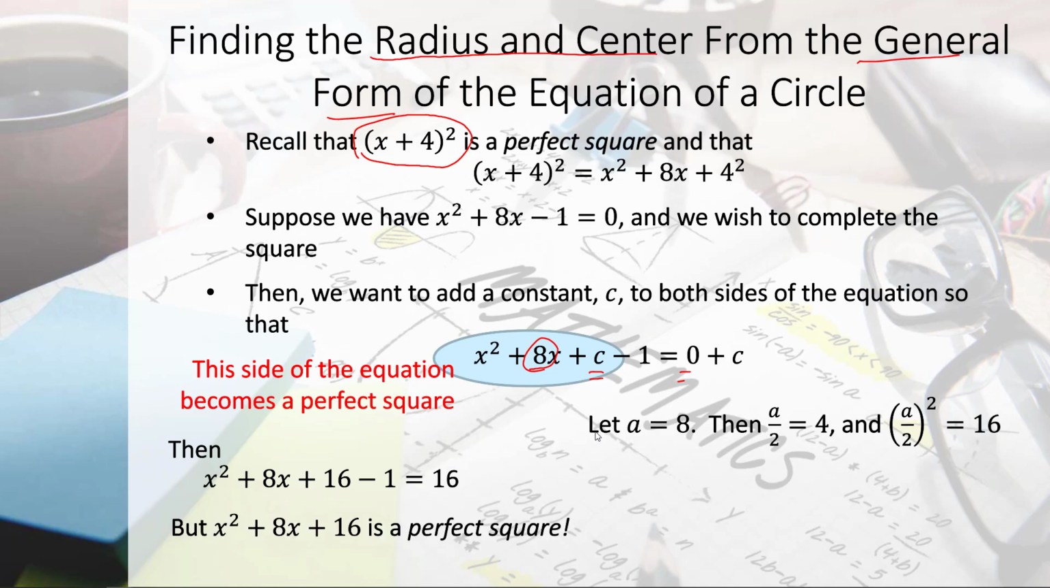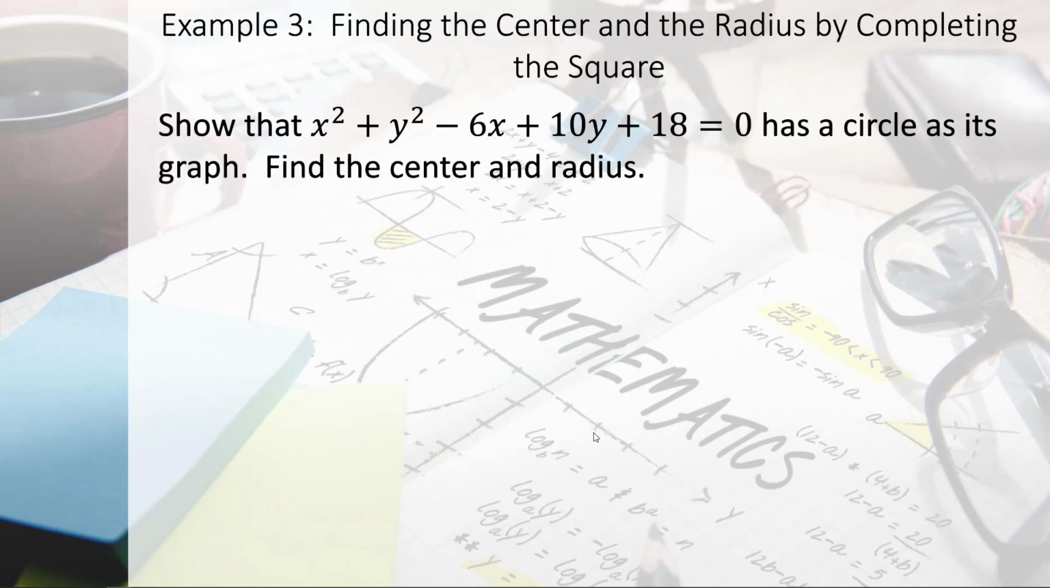Okay, so let's actually go ahead and see that in an example. Here we want to show that this is a circle and we want to find its center and its radius. To do this, we're going to need to complete the square. Before we do that, let's rearrange this equation as follows. First, let's write this so that we have x squared plus y squared minus 6x plus 10y is equal to negative 18. We want to move the 18 to the other side.